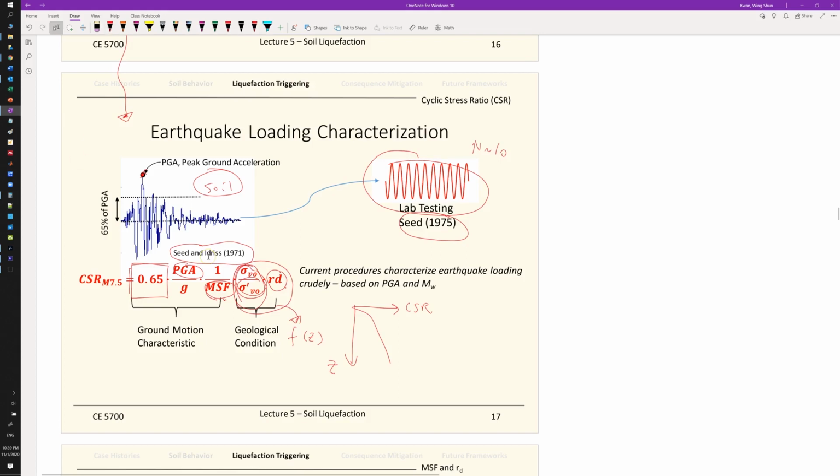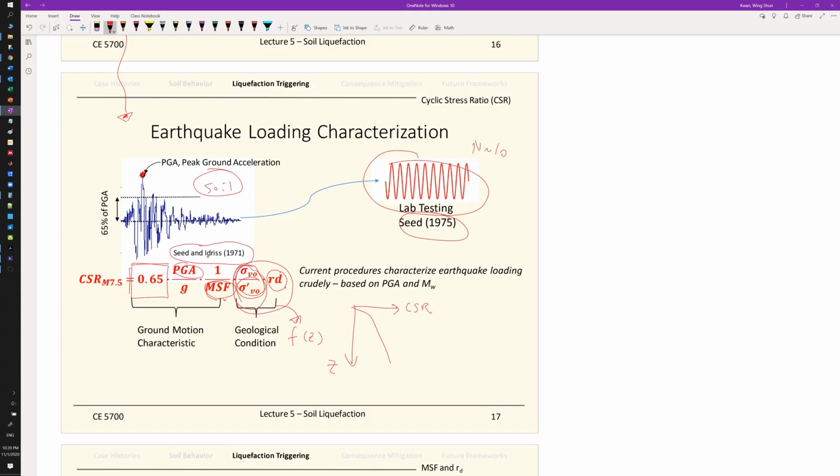And one more comment about this method. The Seed method is a very good start, but for sure it also has some shortcomings. One of the major shortcomings is that you are trying to represent earthquake ground motions with only one data point. You only consider the peak magnitude, and you ignore a lot of aspects of earthquake ground motions, like the temporal difference and also the frequency difference, right? So you only use one point.